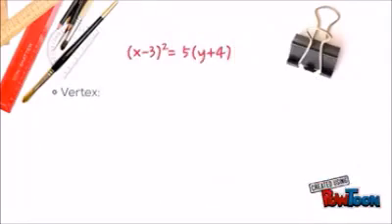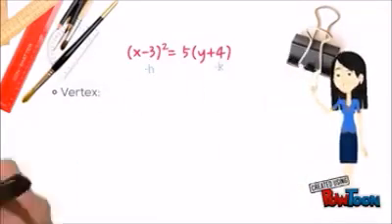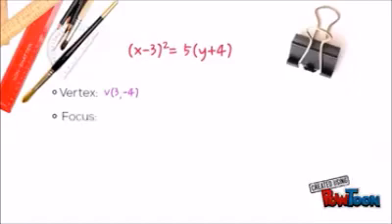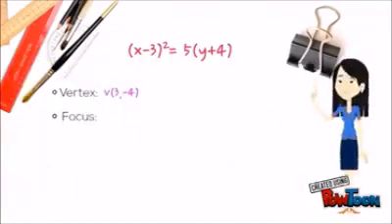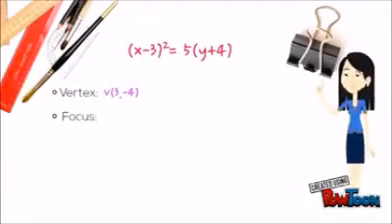For vertex, we just have to look at the h and k value from the equation. Hence, the vertex is at 3, -4. For the focus, we must know the orientation first. We've learned from Godwin that when the variable x is the one squared, the parabola is facing either up or down, and when 4p is positive, then it is facing up. This parabola must be facing upwards.